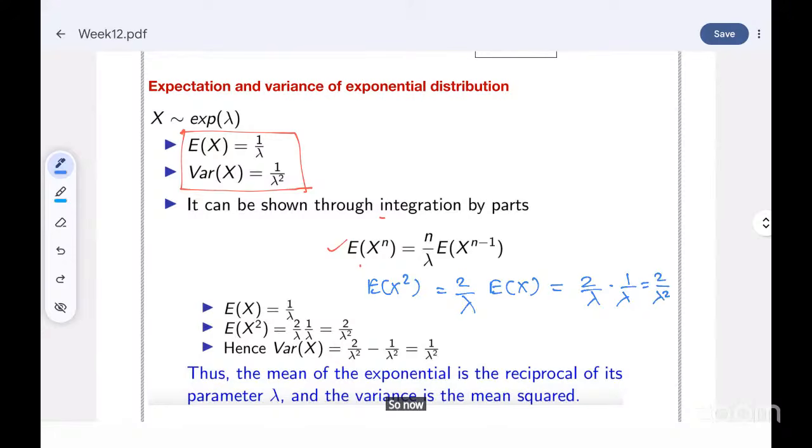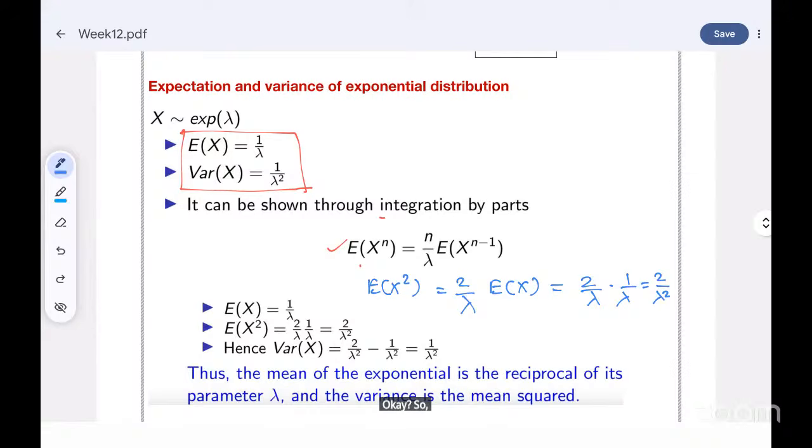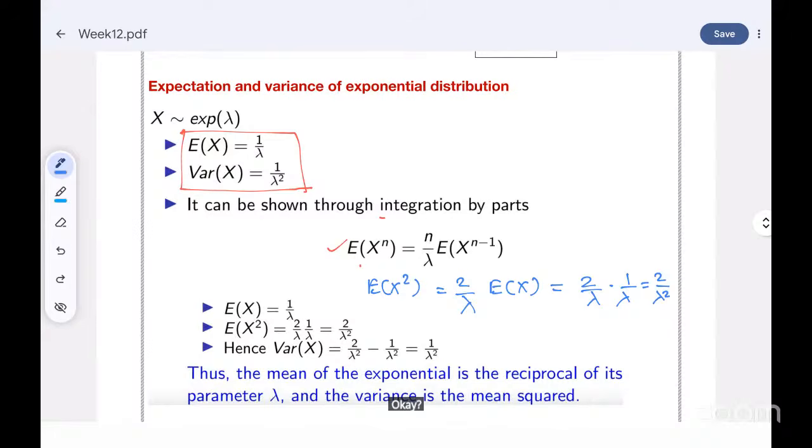So now variance of x is expectation of x square minus expectation of x the whole square. So 2 by lambda square minus 1 by lambda square, which is 1 by lambda square. Okay. So here you can easily remember. For the exponential, the expectation is 1 by lambda, and the variance is 1 by lambda square. Okay. Fine.